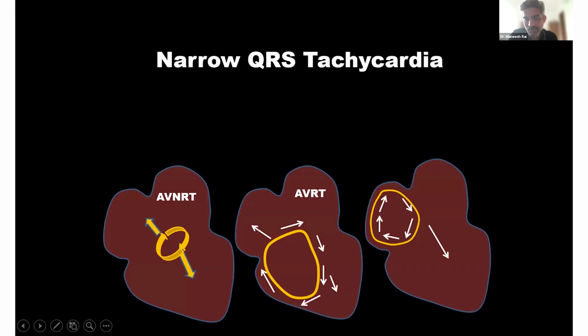The AV node here is a bystander alone. The AV node is not a part of this tachycardia. So these arrhythmias are AV node independent. The important point is, if you give an AV node slowing drug, you're not going to terminate these tachycardias. You might just slow down the ventricular rate.